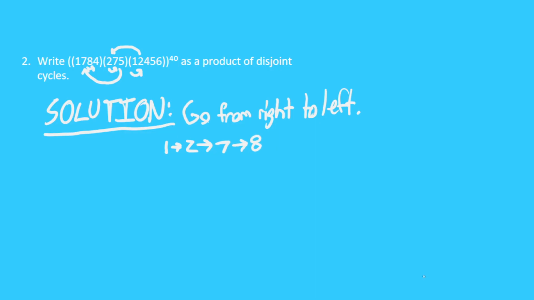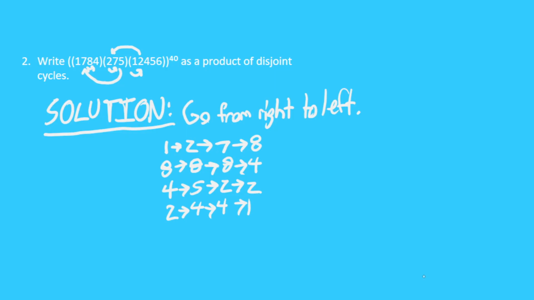And then we'll do the same thing for the other elements. We'll find that 8 goes to 8. Since there is no 8 in the first 2 cycles, we just assume that it maps to itself, because if you remember, that was one thing we talked about in the lectures, which goes to 4. And then we have 4 goes to 5, goes to 2, goes to 2. Then we have 2 goes to 4, goes to 4, goes to 1.